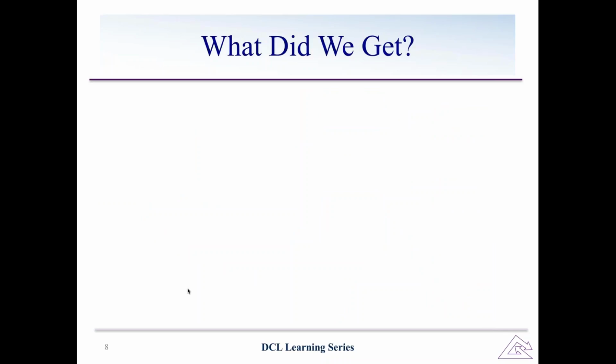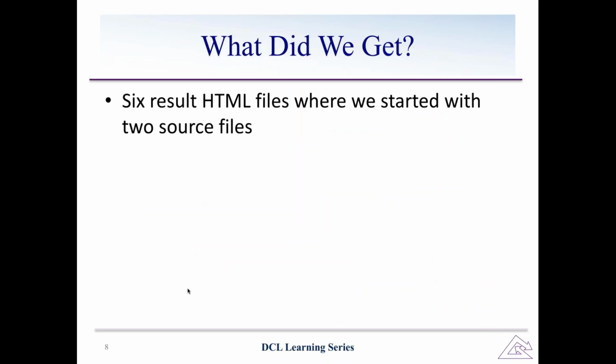So what did we get out of that branch filtered map? We got 6 result HTML files where we started with 2 source files, right? If you're familiar with producing HTML from DITA, traditionally you would put in a map and a bunch of topics, and basically you got a set of HTML files that reflected the original topics, right? So for every input topic, simplistically, you would get one result HTML topic, and that usually made sense.